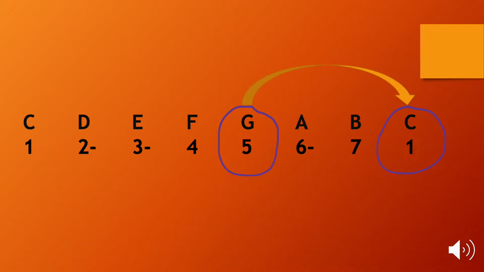Again, this 5 to 1, it's cadential, it's a cadence. At the end of a song or an end of a section, we see it as a very strong progression, the 5 to 1 or dominant to tonic progression.